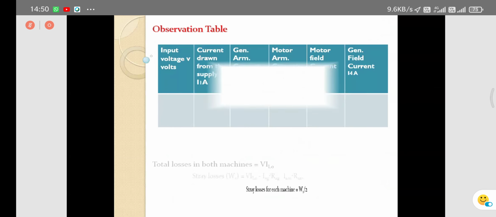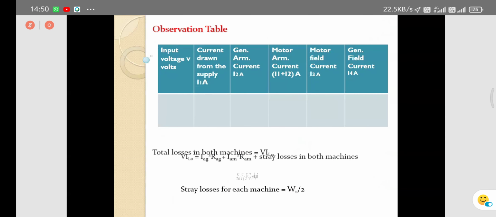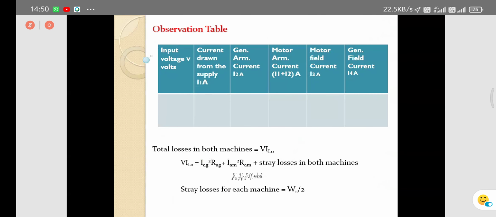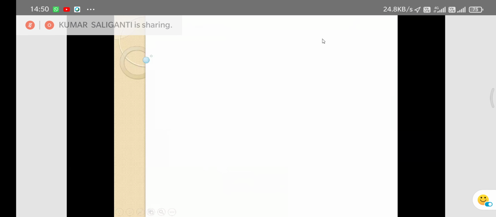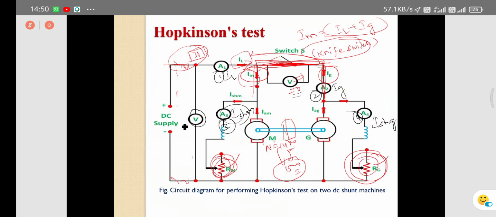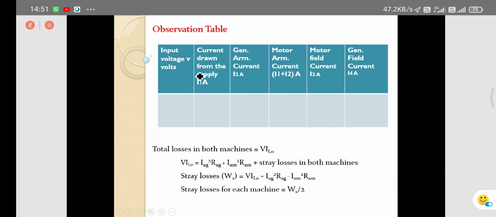So coming to the observation table. First of all, this is the input voltage. This is the voltmeter you are giving this input voltage to. You have to check with the help of the voltmeter whether you are getting the correct voltage or not.